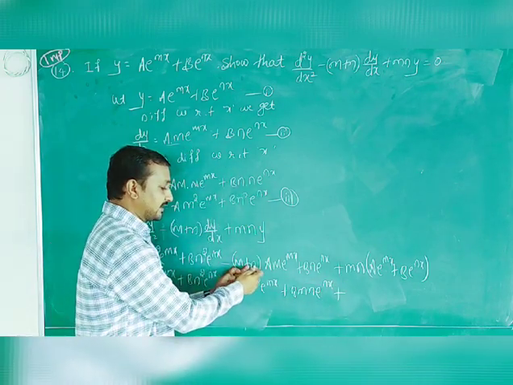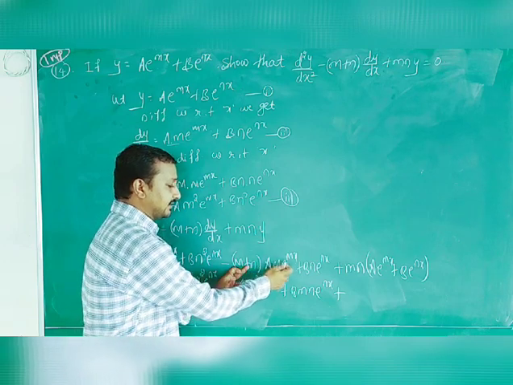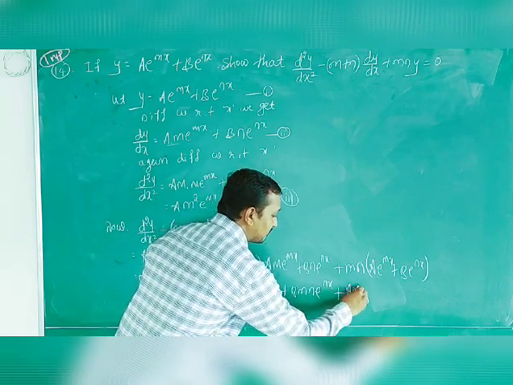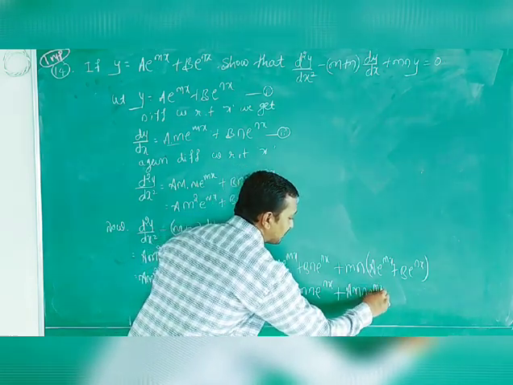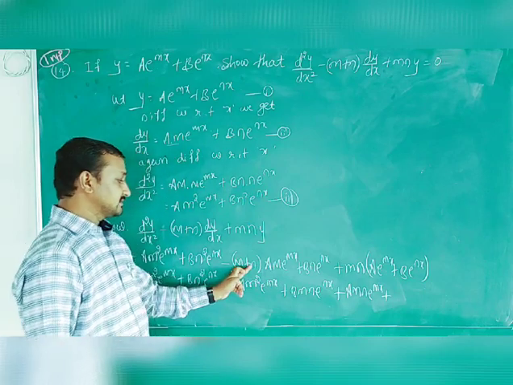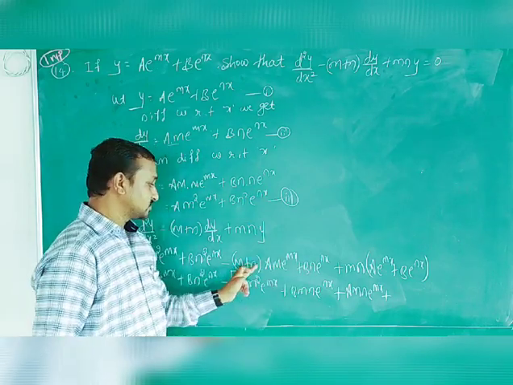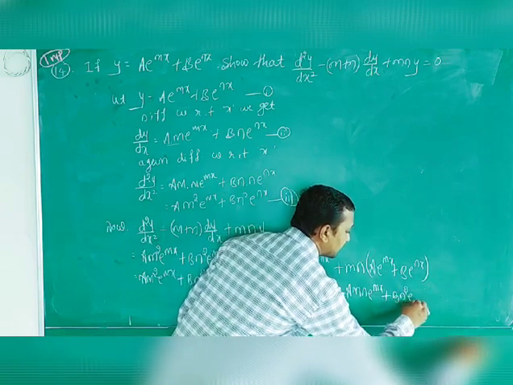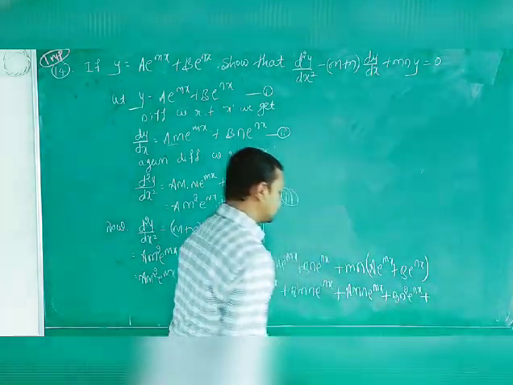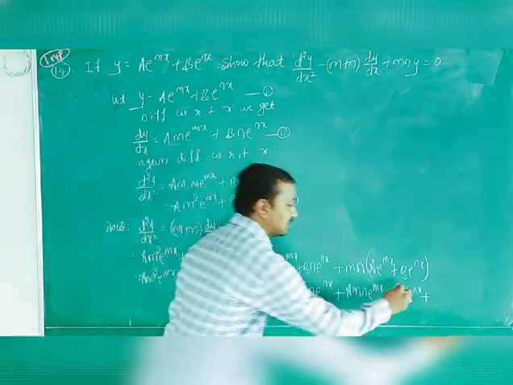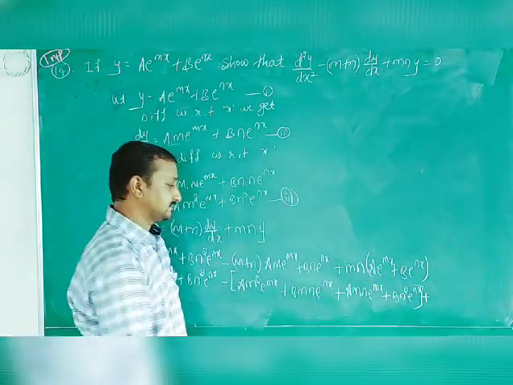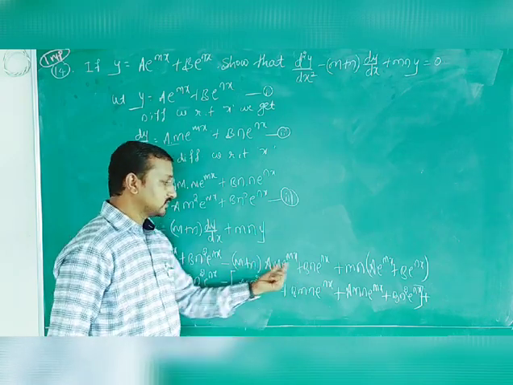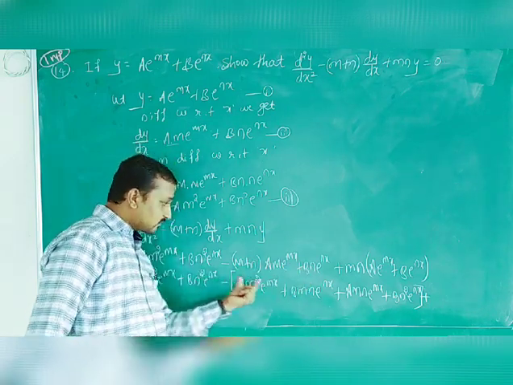Then we will multiply n into a m e raised to mx. So multiply n to this, and this becomes a m n into e raised to mx, plus the second term we will multiply n. So n into n is n square, that is b n square into e raised to nx, and this term should be over. Okay, so we will multiply the bracket. So multiply m to these two terms, multiply n to these two terms. So minus of the whole term.